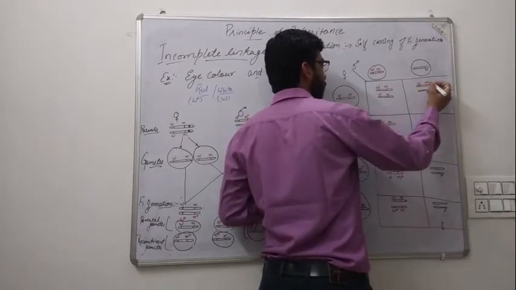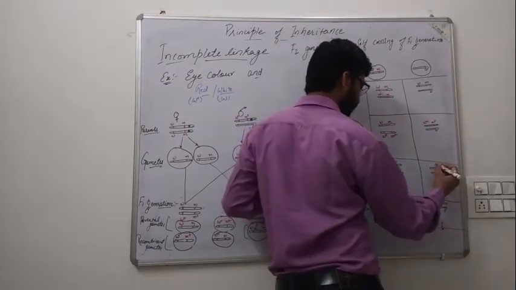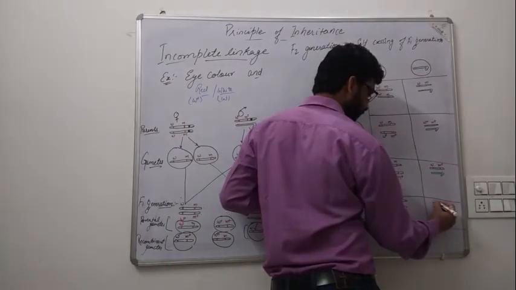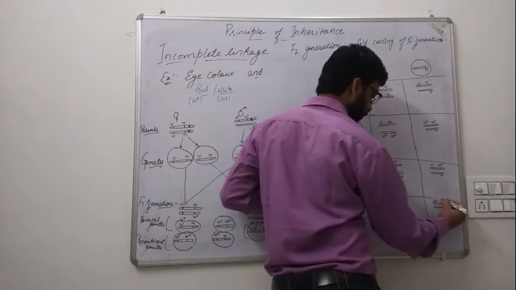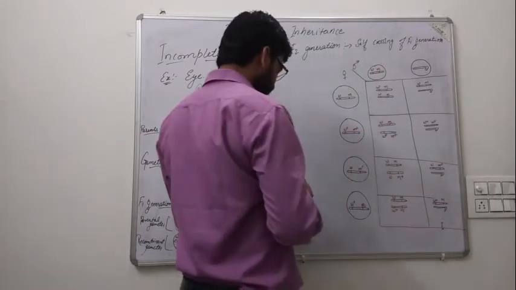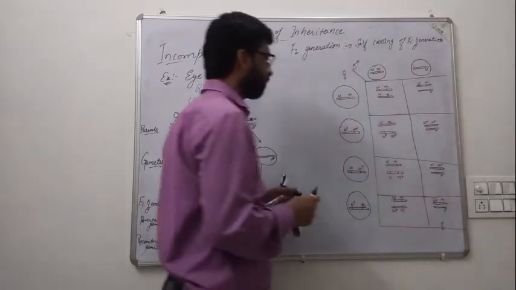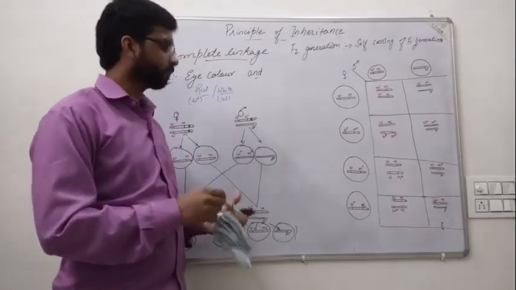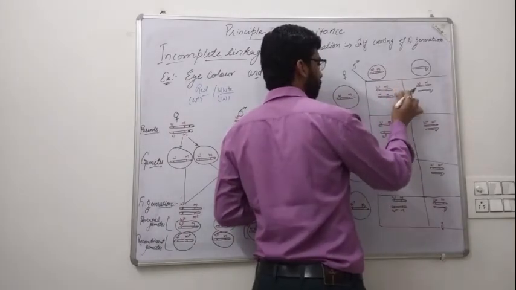It's white eye with miniature wing, red eye with normal wing, white eye with normal wings, and red eye with miniature wings here. So we do the cross with the characters in both of these chromosomes.